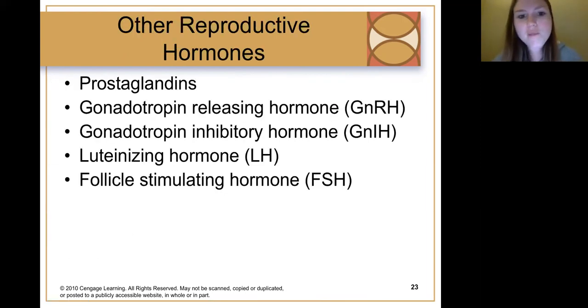Other reproductive hormones, you have prostaglandins, gonadotropin releasing hormone, gonadotropin inhibitory hormone, luteinizing hormone, and follicle stimulating hormone. The ones that I would really like you to be familiar with are the ones on the previous slide. These are just for you to see, and I might talk about them a little bit, but I didn't really understand the function of these and how they regulate reproduction until my reproductive physiology class. So I don't want to go too in-depth for the sake of intro. But just so you see these, if you do take later animal science classes, you're at least familiar and you've seen these before.